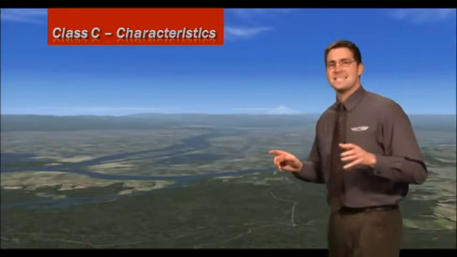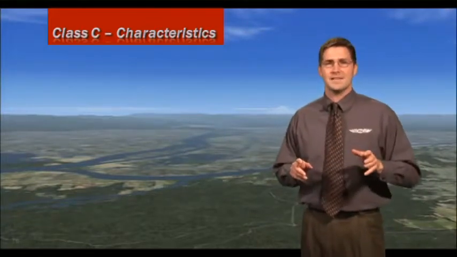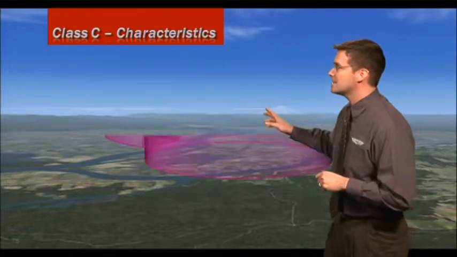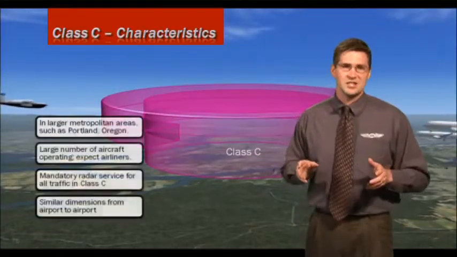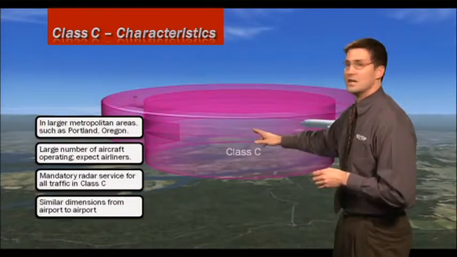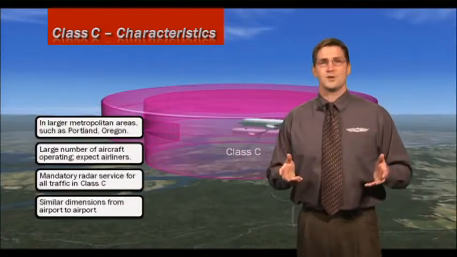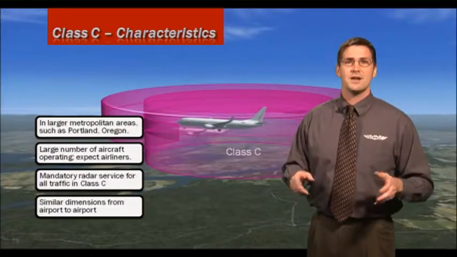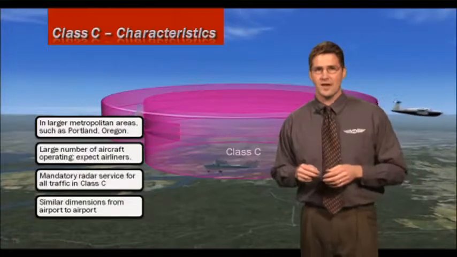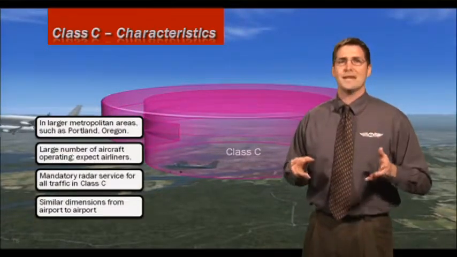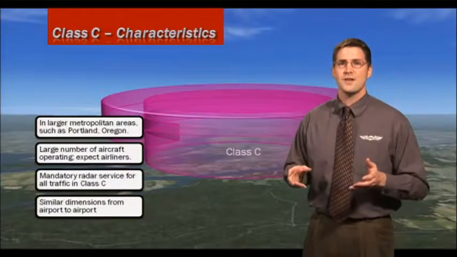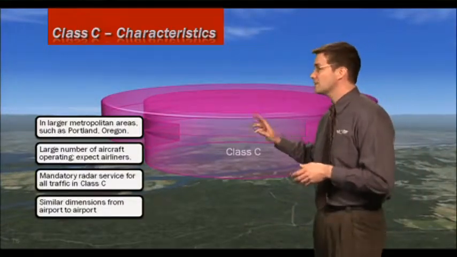Now, Class C airspace is a little more complicated than Class D airspace. Class C airspace is centered on medium-sized airports with airline traffic such as Milwaukee, Wisconsin, Tucson, Arizona, and as shown here in Portland, Oregon. You'll also find Class C airspace surrounding military airports. There are a large number of aircraft, including airliners. Now, all traffic operating inside Class C airspace must establish communications with air traffic control and receive radar services.